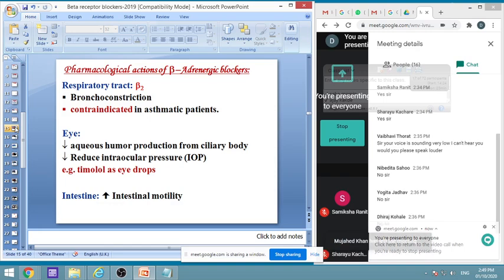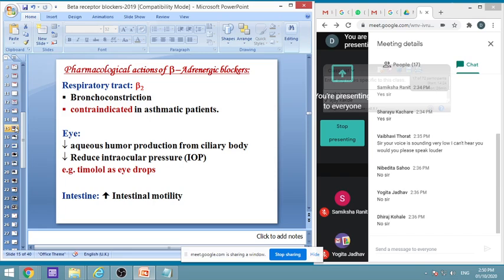make you clear that these effects again we will be able to see only in the drugs which are depending on their selectivity. The non-selective ones, which are having both beta 1 and beta 2 activity, definitely they will cause bronchoconstriction, and therefore they should not be used, or we call it contraindicated. Contraindicated means in asthma it should not be used at all.